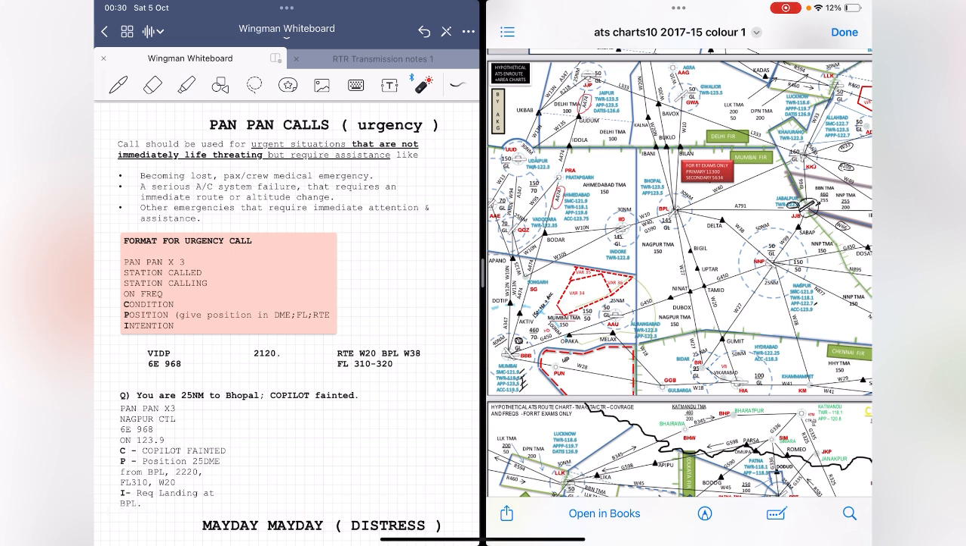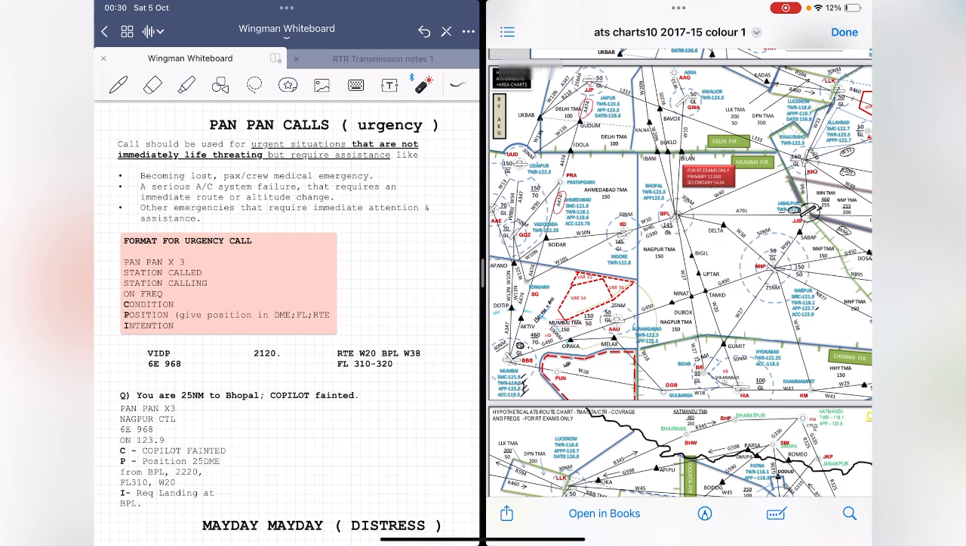So let's begin with how we tackle this in an RT exam. Our pan-pan calls, that is our urgency calls, we give in situations that are not immediately life-threatening. Let's say you've gotten lost, or there's a passenger or crew medical emergency, there's an aircraft system failure that requires an immediate route or altitude change, or other emergencies that require immediate assistance. These all come under urgency signals and urgency calls, and all of these calls have to be started with a pan-pan.